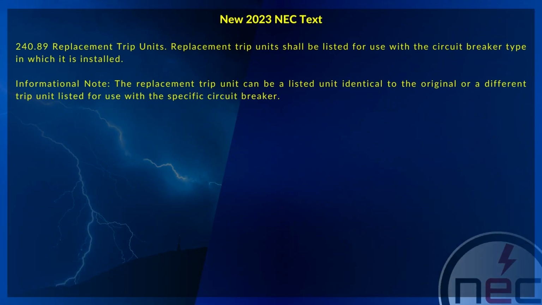A new section has been added, 240.89, in the 2023 National Electrical Code, that states, replacement trip units shall be listed for use with the circuit breaker type in which it is installed. The informational note states the replacement trip unit can be a listed unit identical to the original, or a different trip unit listed for use with a specific circuit breaker.